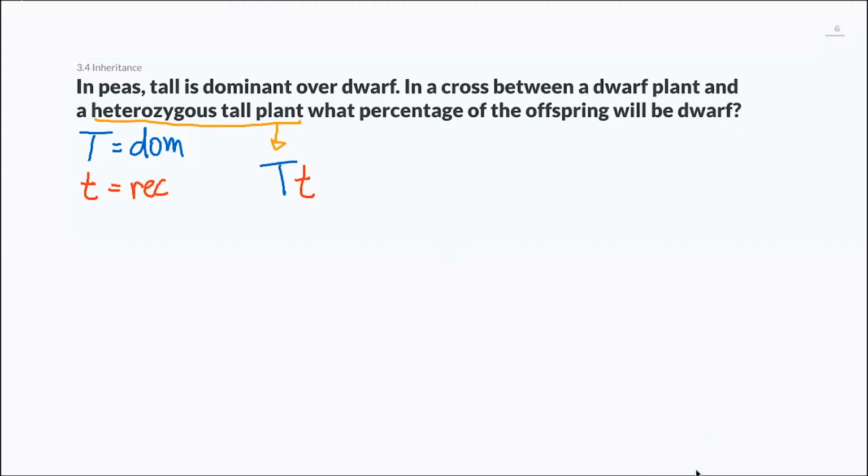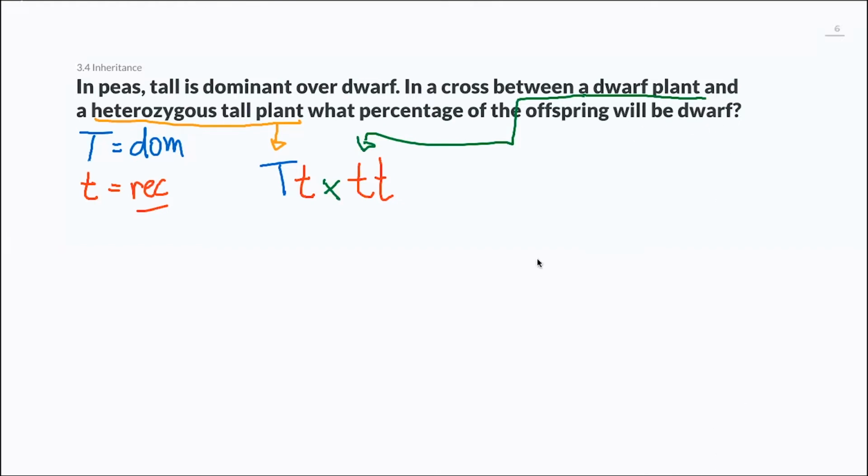And the dwarf plant has to be homozygous recessive, right? The plant has to be homozygous recessive because it's dwarf. So, and dwarf is recessive, right? So this is the cross, one plant and the other plant. So they're asking the percentage of the offspring that will be dwarf.